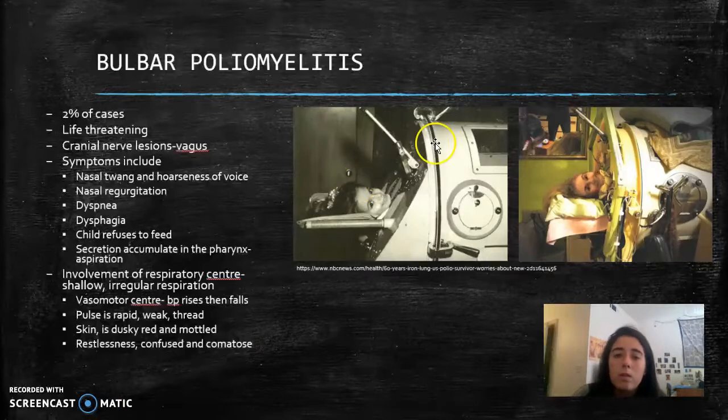Now, this is an example of an iron lung. This is actually the same person. This girl, her name is Martha. She was diagnosed at a very young age and has actually lived in this iron lung for 60 years.